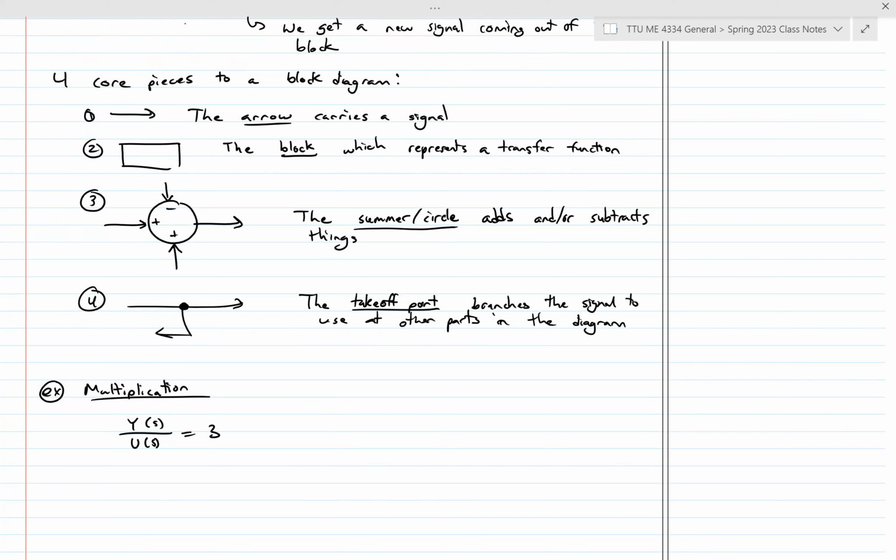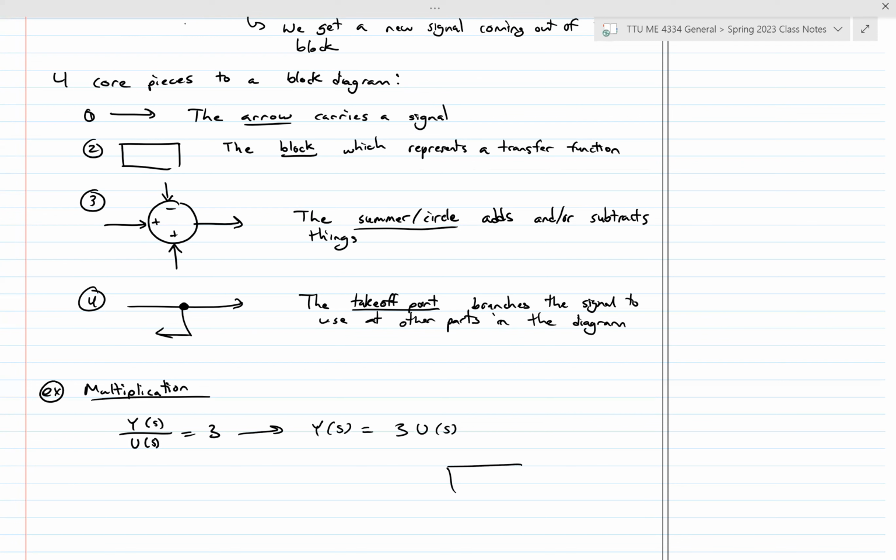So preferably from someone that hasn't participated yet. How do we get a block diagram for this? The 3 would be inside the block, right? So I'm going to take one more step before that. I'm going to say y of s is equal to 3 u of s. I'm going to rewrite it so that we don't have one signal divided by another, because those don't tend to show up in block diagrams.